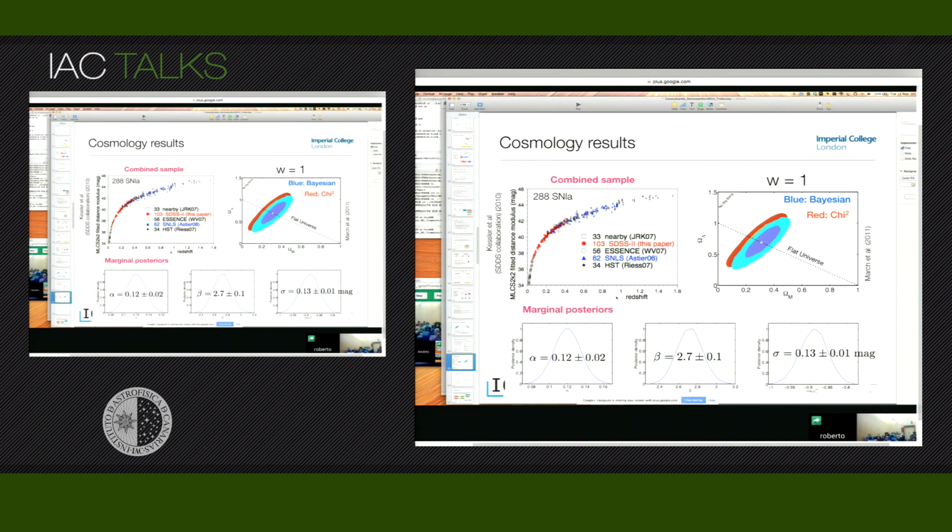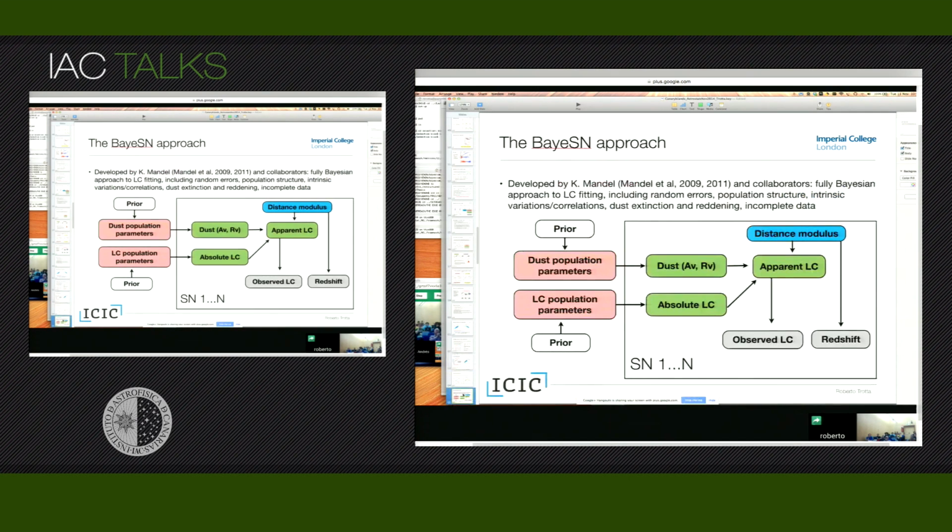But we can also obtain the fully marginalized posterior of all the parameters of interest and the nuisance parameters, the alpha and beta parameters, and also the intrinsic magnitude. That's the central dispersion in the magnitude of supernovae post-Phillips corrections, which is found to be, in the marginal posterior, 0.13 plus or minus 0.01 magnitudes. So the point is that supernova cosmology from a principled approach can be done in a very effective way.